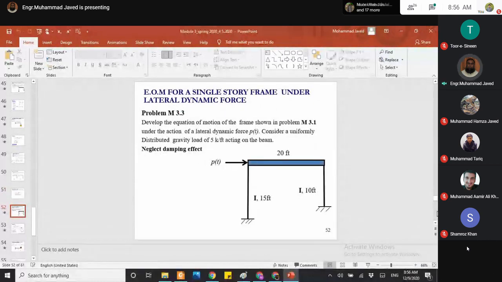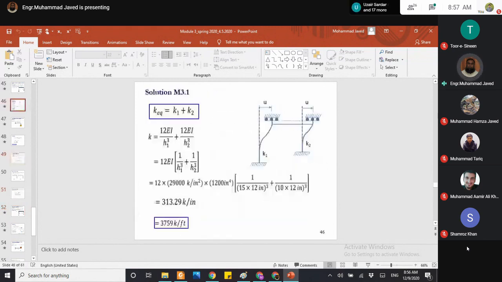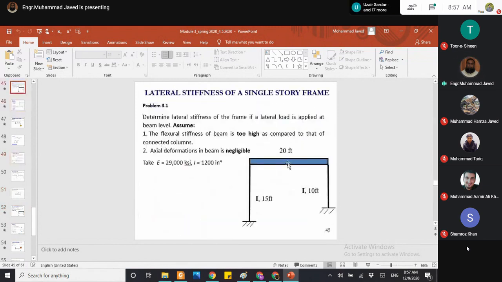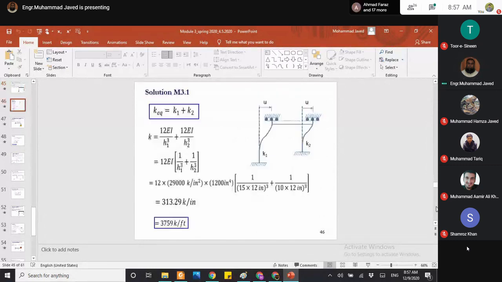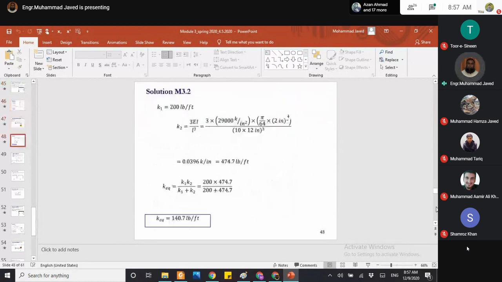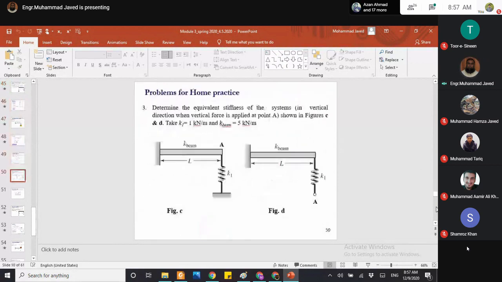नाउ वी वांट टू डेवलप द इक्वेशन ऑफ मोशन फॉर द फ्रेम whose stiffness was determined in problem 1। ये प्रॉब्लम 1 अभी हमने जो सॉल्व किया था। For this frame we want to develop the equation of motion. We have already determined the stiffness and we can now easily develop the equation of motion.